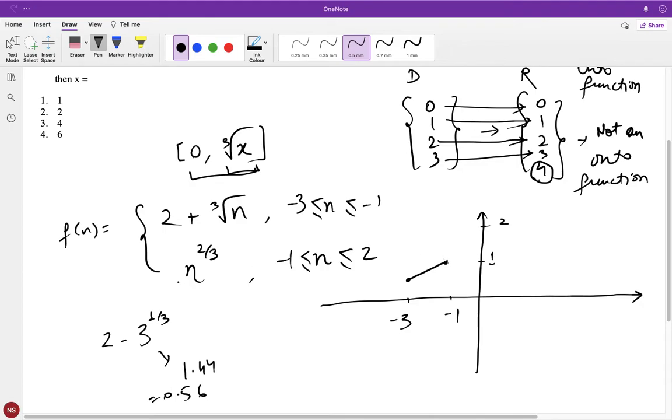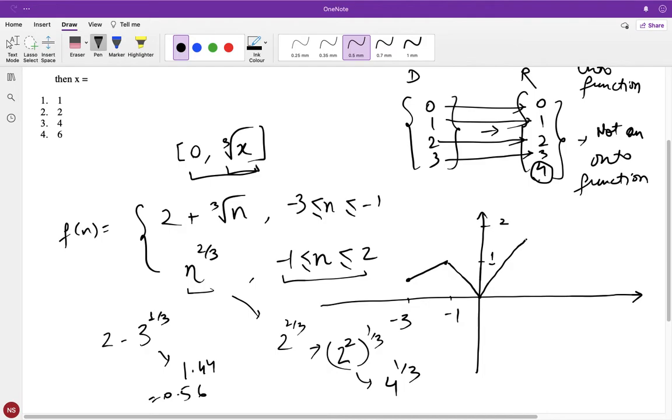When the definition changes, when n is -1 to 2, at -1 this is what? The square of -1 is 1. So this value is 1. When n equals to 0, this is equal to 0. When n is equal to 2, this becomes 2 raised to the power 2 by 3, which is equal to 2 square raised to the power 1 by 3, or 4 raised to 1 by 3. So cube root of 4. So it goes something like this to this.